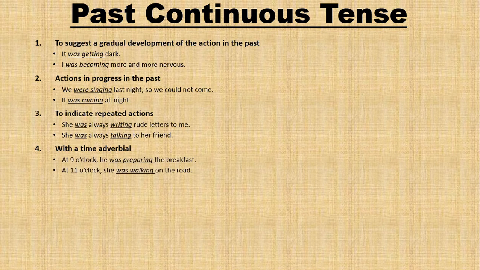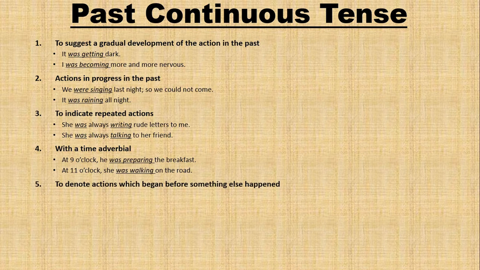At 9 o'clock, he was preparing the breakfast. Alright? So maybe he began before 9 o'clock, but this person noticed at 9 o'clock, and obviously at sharp 9 o'clock no one can start and stop cooking, right? So this person might have started and continued even after 9 o'clock, so was preparing is past continuous, okay? At 11 o'clock, she was walking on the road. So obviously she had begun walking earlier and would have ended later. That is why was walking is past continuous, alright?